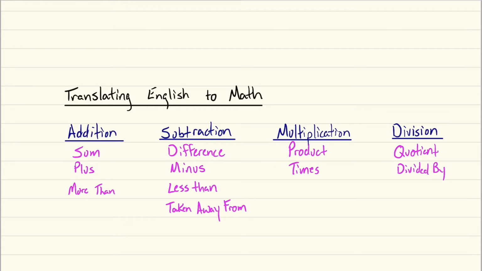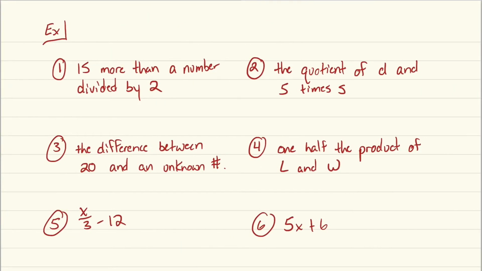But what I would do if you're watching this and you're trying to get this content down is just write this chart out just like you see it and know which phrases and which words are associated with which math operation. That's really going to help us solve these problems moving forward. Okay, let's just take a quick look at our examples. We have 6 different examples to look at today.